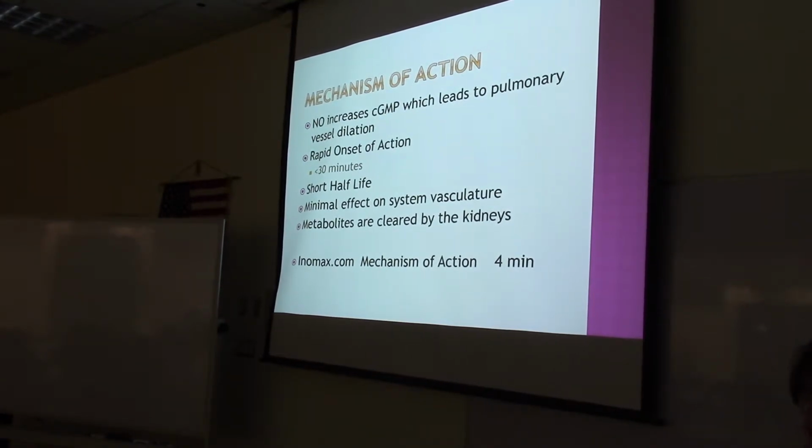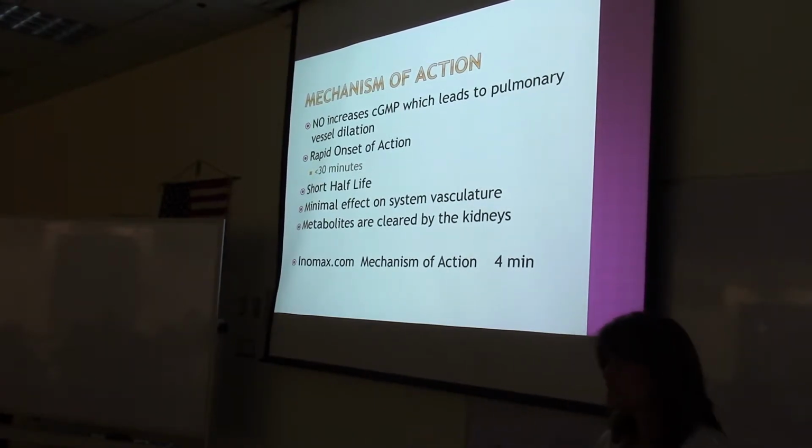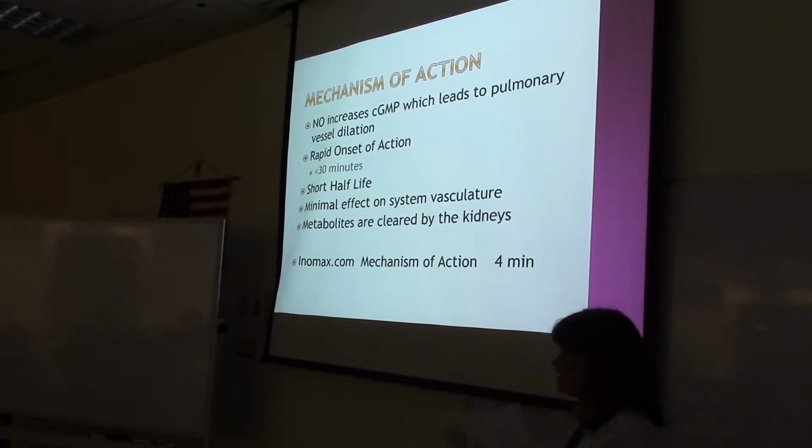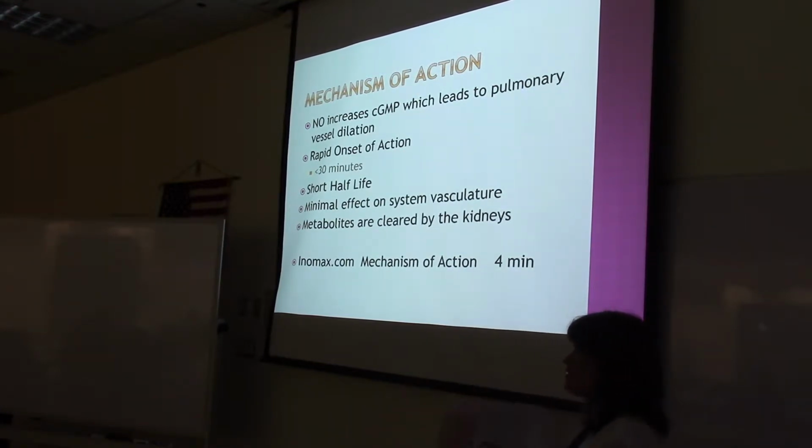So the half-life is 12 seconds. So within 12 seconds, most of it has been metabolized. So because of this, it has a minimal effect on systemic vasculature. So a question could be, when you give nitric oxide and it dilates the pulmonary vessels, doesn't it dilate all the vessels in the body and cause the blood pressure to drop? And your answer would be no, because by the time it reaches the capillaries, within 12 seconds, it's already been metabolized, so it won't affect systemic vasculature.